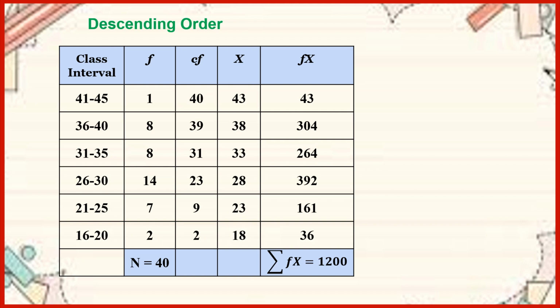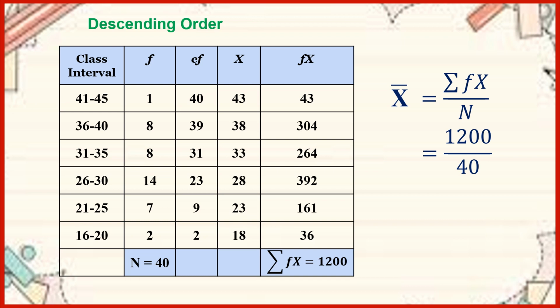The first one would be the mean. So for descending order, nothing changed for the mean. We have mean is equal to summation fx over n. Substituting your summation fx and n, we have 1200 over 40, which is equal to 30. So that's the mean.